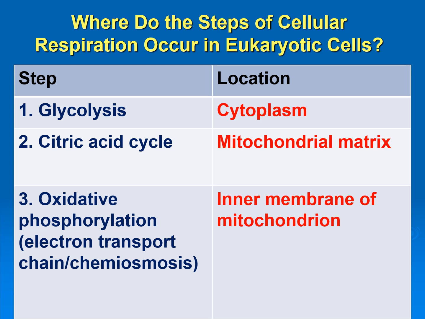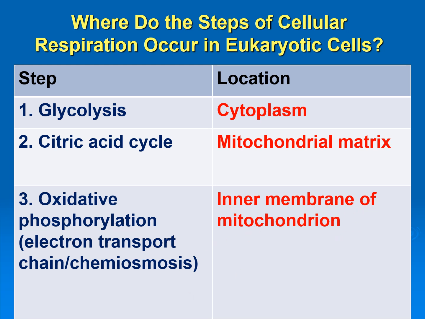Okay, so a couple of important things to know for the test. The first one is, where do the steps of cellular respiration occur in eukaryotic cells? So glycolysis is going to occur in the cytoplasm. The second step, the citric acid cycle, will occur in the mitochondrial matrix. This is kind of in the inside of the mitochondria. And then oxidative phosphorylation, where the electron transport chain and this chemiosmosis, we'll talk about that later, that's going to occur in the inner membrane of the mitochondrion.